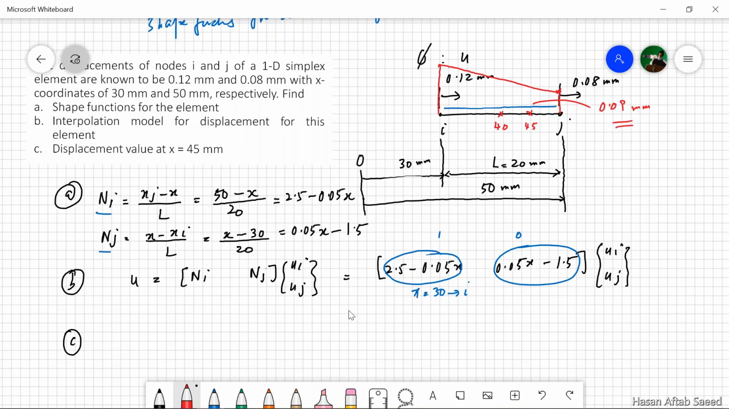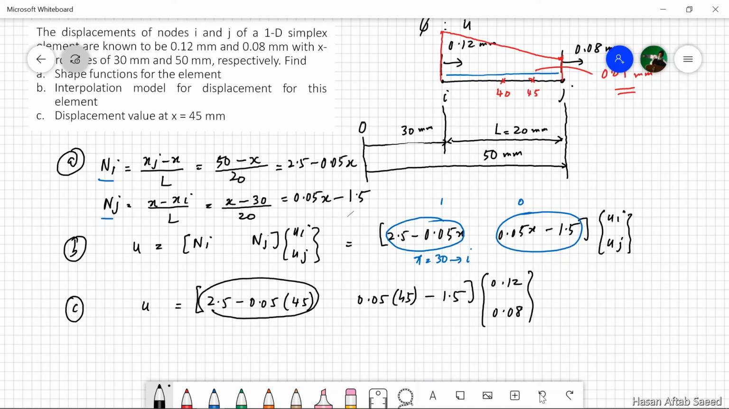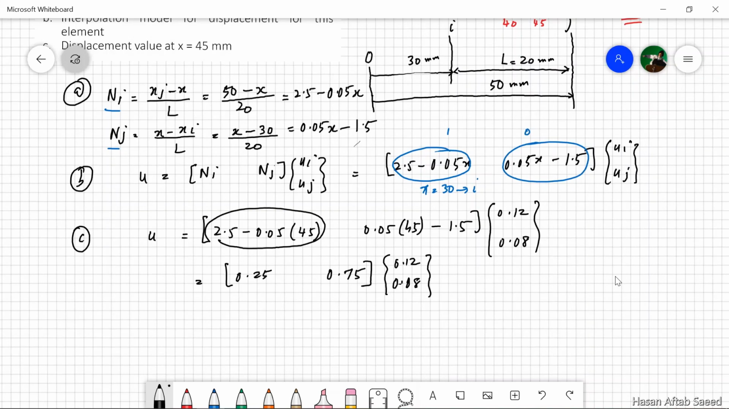Now let's see if we get 0.09. Putting in the values, 2.5 minus 0.05 into 45, here we have 0.05 times 45 minus 1.5, and we can just put in the values now, 0.12, 0.08. Now on calculation, this turns out to be 0.25, and this is 0.75, as was expected. What we're talking about is if you go from 30 to 50, then 45 means 3/4 of the way. It is closer to the j node, so 0.75 goes there. It is far from the i node, so it's 0.25. So it makes all the sense in the world. 0.12, 0.08, and a simple calculation will give you the result as 0.09 millimeters, which was what we expected.